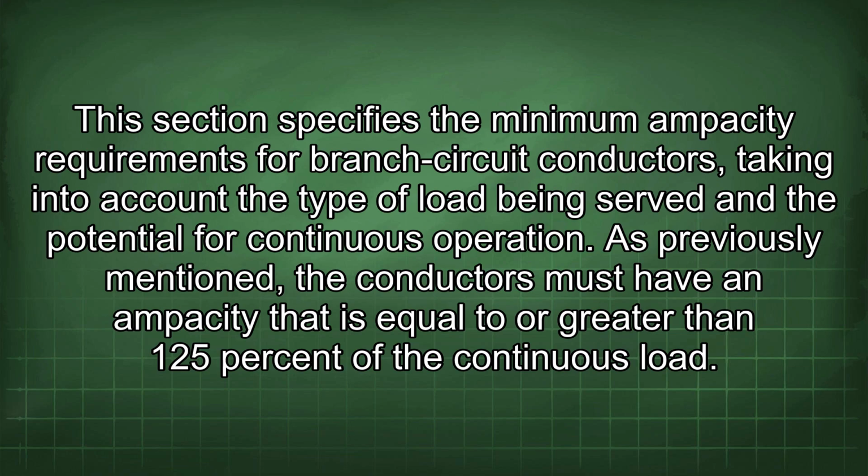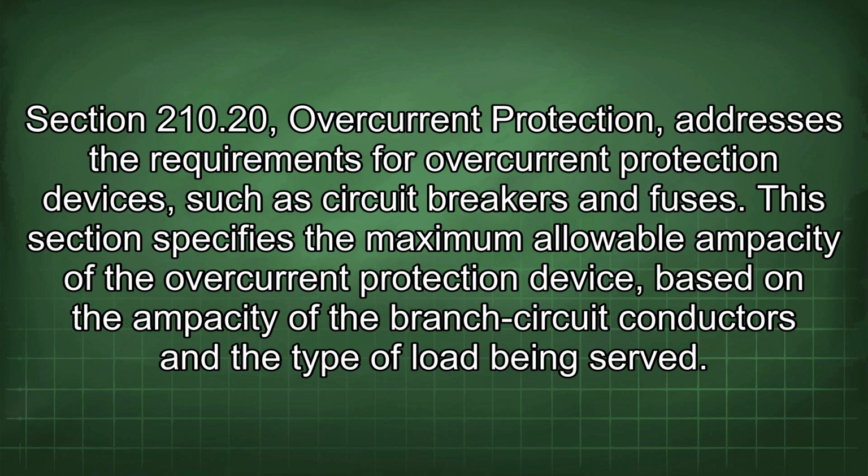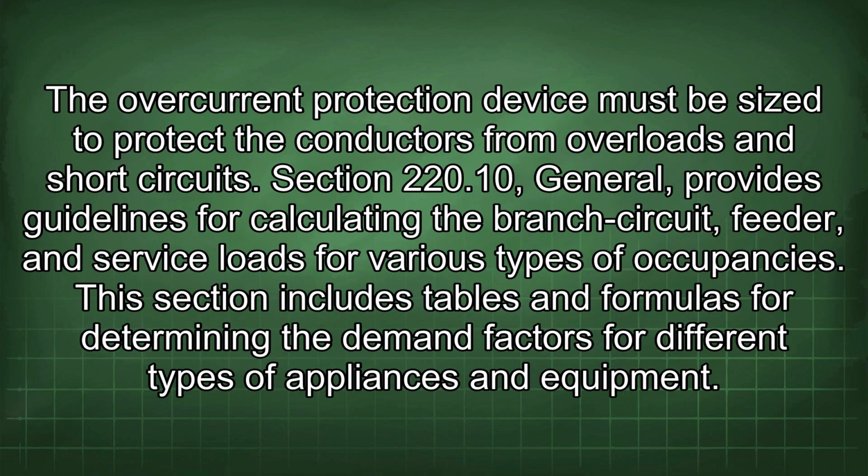As previously mentioned, the conductors must have an ampacity that is equal to or greater than 125% of the continuous load. Section 210.20, Overcurrent Protection, addresses the requirements for overcurrent protection devices, such as circuit breakers and fuses. This section specifies the maximum allowable ampacity of the overcurrent protection device based on the ampacity of the branch circuit conductors and the type of load being served. The overcurrent protection device must be sized to protect the conductors from overloads and short circuits.